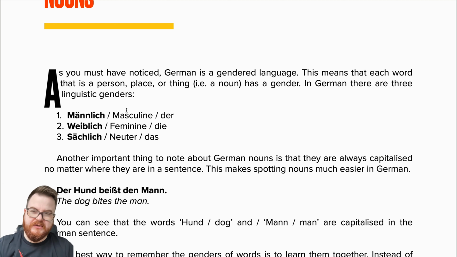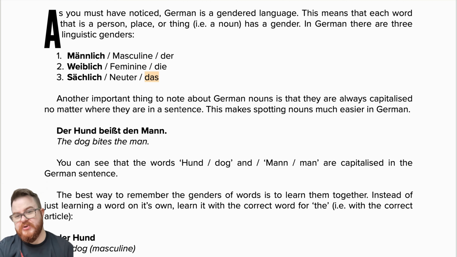So let's go through that one more time. Männlich is masculine, and we use the word der with the noun. Weiblich is feminine. We use the word die. Sächlich is neuter, and we use the word das. Now, these words, der, die, and das, will change depending on the case that the noun is in. But at this time, we don't need to worry about that. We'll talk about cases later. At the moment, all we're doing is focusing on how to determine the gender of a noun.